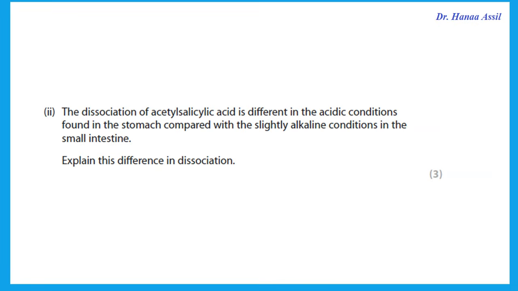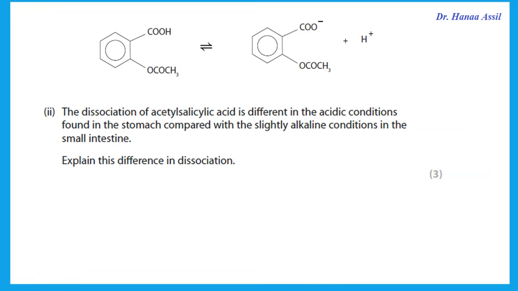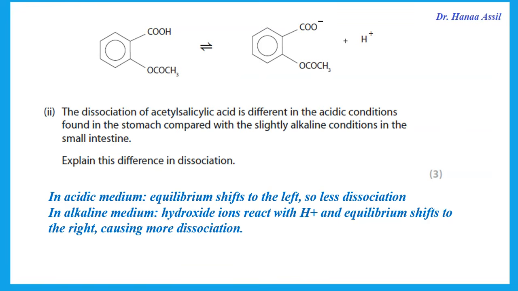The dissociation of acetyl salicylic acid is different in the acidic conditions found in the stomach compared with the slightly alkaline conditions in the small intestine. Explain this difference in dissociation. Well, what was the equation? This was the equation, and that means if we are in acidic conditions, what happens to this equilibrium? In acidic medium, the equilibrium would shift to the left, so less dissociation of the acid.